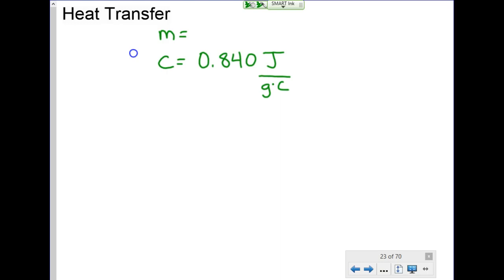Any suggestions about whether or not you're going to use the grams or the kilograms? Why? Exactly. When you're choosing your mass, it needs to match what the mass is in your C value. If this was joules per kilogram degrees Celsius, then your mass should be in kilograms. Since this is in grams, we're going to choose 5.00 times 10 exponent 3 grams.